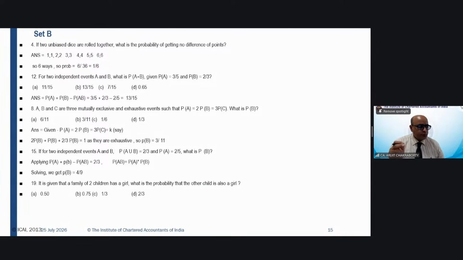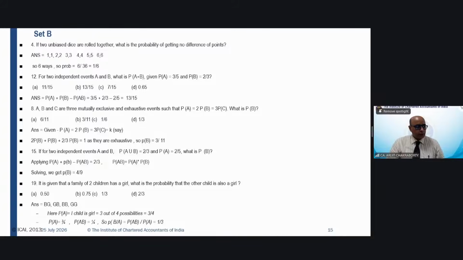19th question: it is given that a family of 2 children has a girl. What is the probability that the other child is also a girl? I have deliberately selected the difficult ones, because many students might get stuck in these questions. These are the relatively difficult ones. Easier ones I have not touched here. We will see the 19th question in this way. It is given that a family of 2 children has a girl. What is the probability that the other child is also a girl?